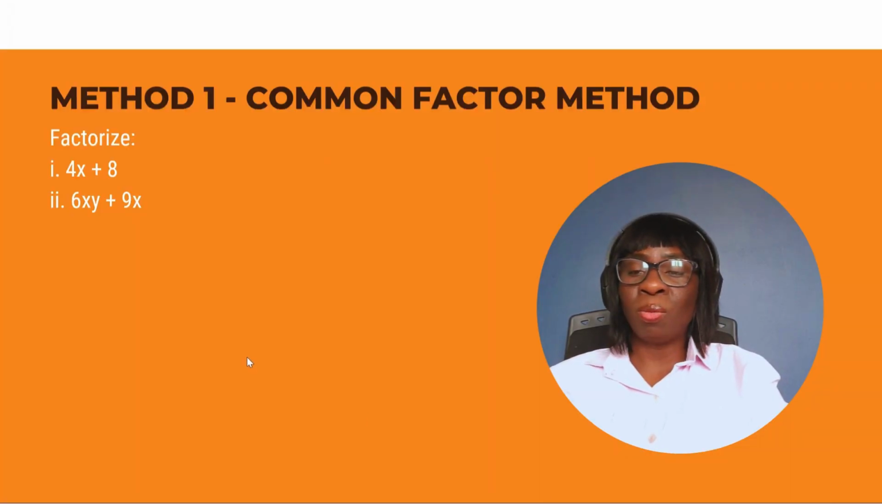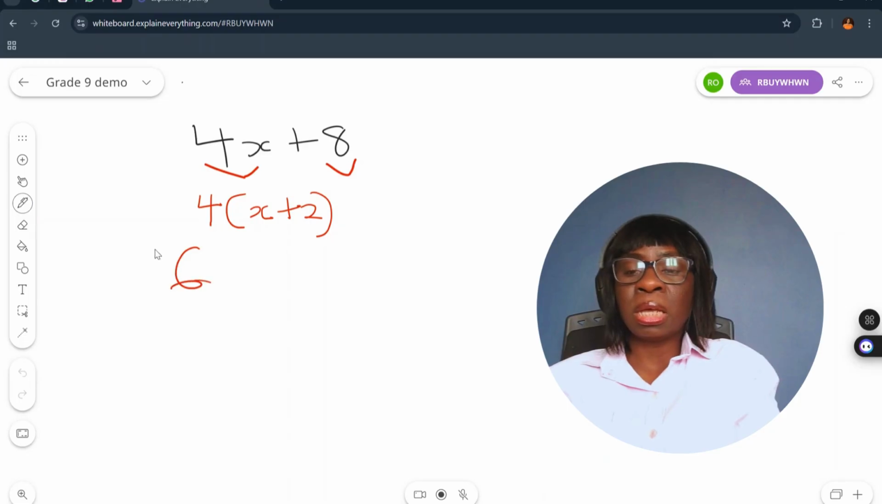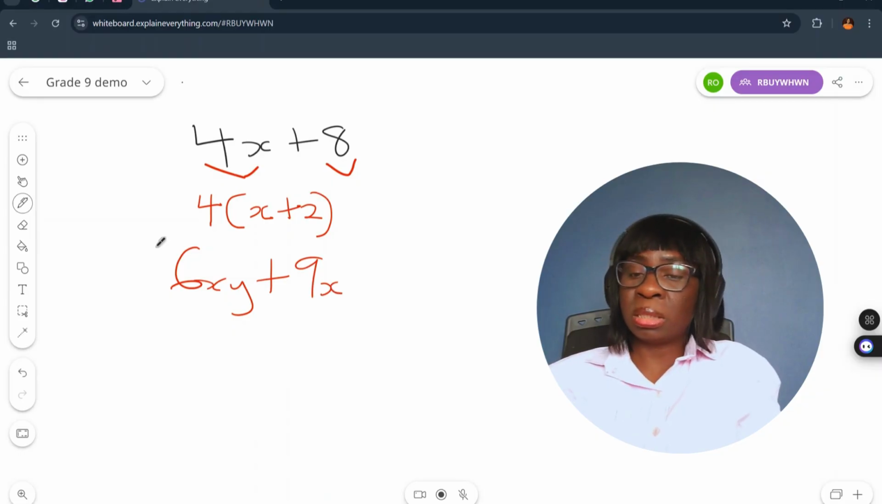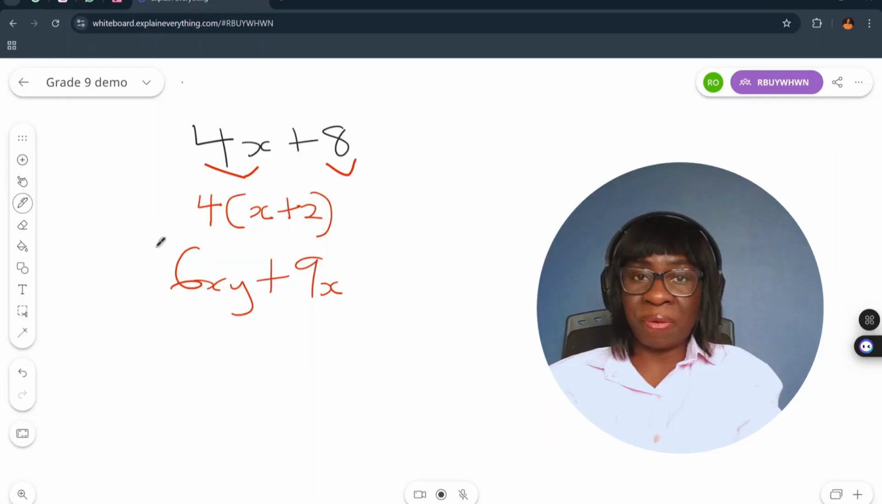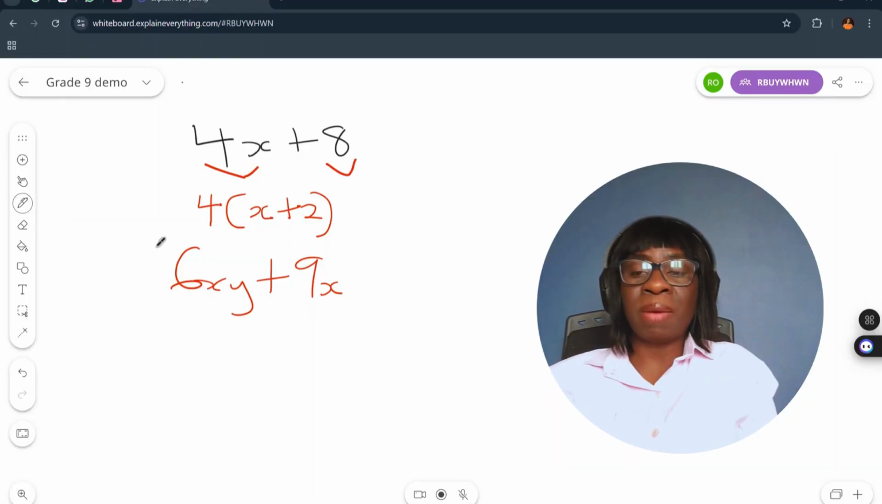So what is the second one? 6xy plus 9x. So we look at what is common to both. 6 cannot go in 9, but there is a factor that can go in 6 and 9. That is 3. So let's bring 3 out first. So we have 3. Then x is here, x is also here. That means we can bring x out also. Then we open the bracket.